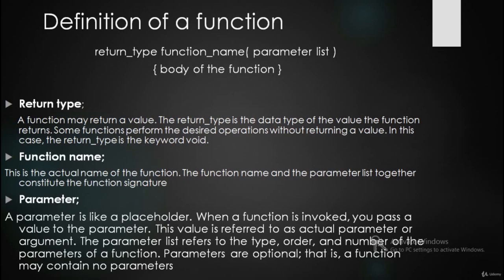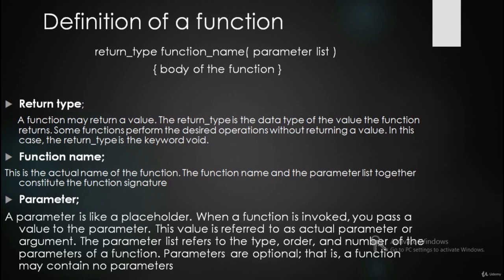So let's look at the return type. A function may return a value. The return_type is the data type of the value that the function returns. Some functions perform the desired operations without returning a value. In this case, the return_type is the keyword void. So as far as void is concerned, it means nothing will be returned.